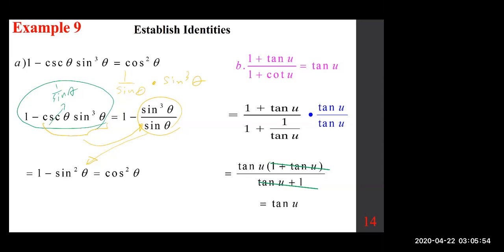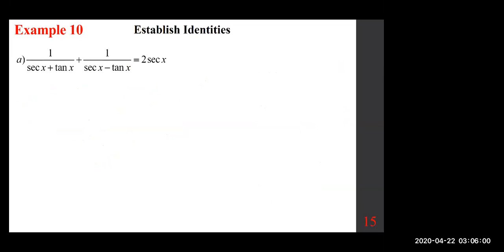All right. I'm going to move on. 1 over secant x plus tan x plus 1 over secant x minus tan x equals 2 secant x. All right. Clearly, the left-hand side is the more complicated side. Agreed? So we are going to take a common denominator, class. That sounds good to everybody?